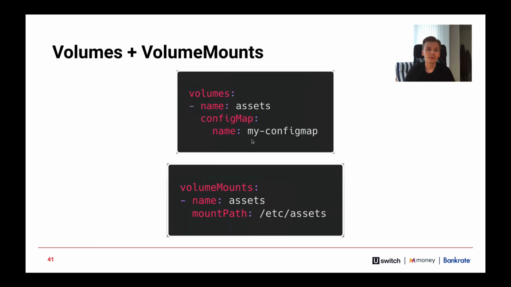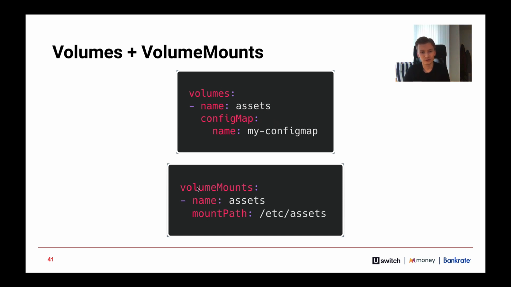Now, the way we do this is with two things that we're going to add to the deployment. One is the concept of a volume, and the other is a volume mount. What a volume is, is just a definition at the pod level of what volumes I want accessible in my pod. So in this example, we have our assets, that's just the arbitrary name, and then saying I want this volume to be from this config map, called my config map.